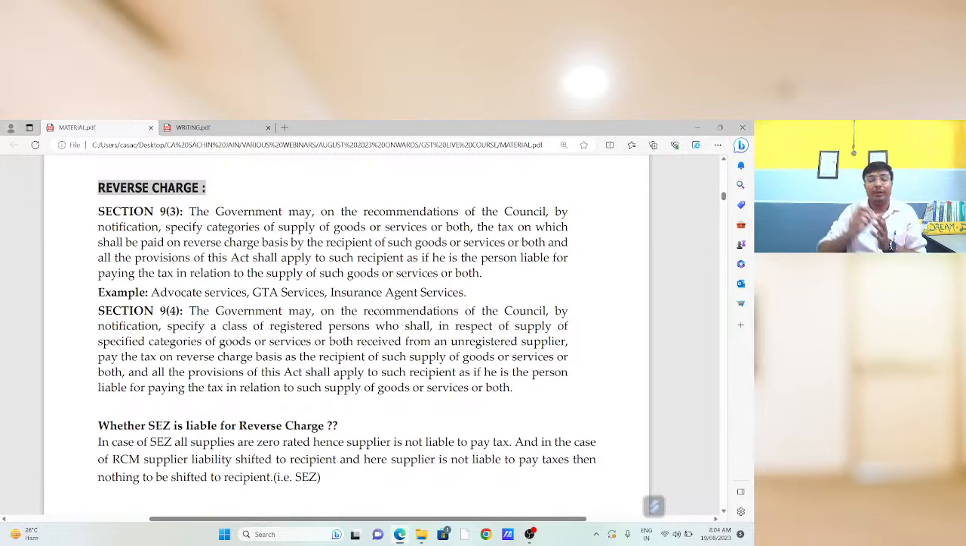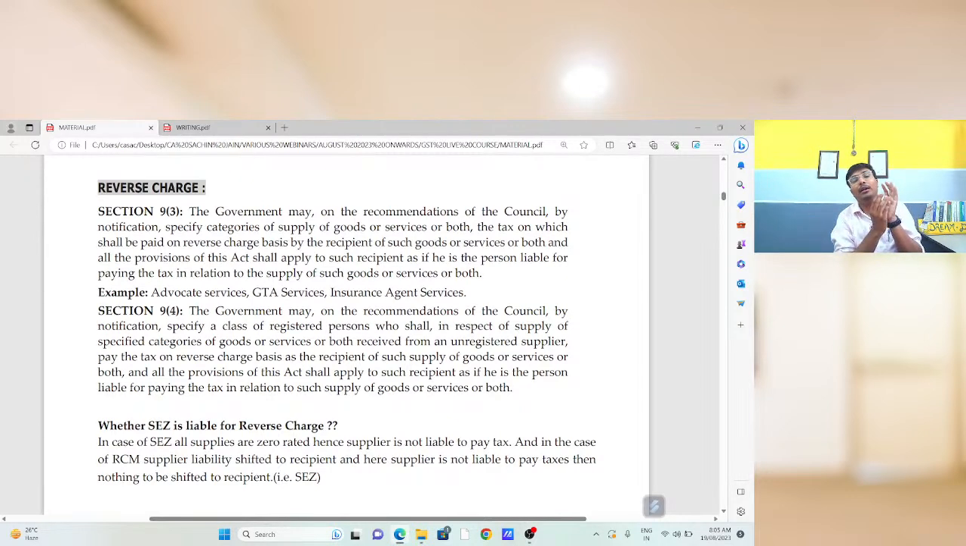You must remember Section 8, composite and mixed supply. Composite supply is naturally bundled, with one principal supply and another ancillary. The rate of tax will be applicable as per the principal supply. In case of mixed supply, the supplies are not naturally bundled, and the highest rate of tax will be applicable. And after that, we had started our discussion on the charging section, Section 9 of the CGST Act.